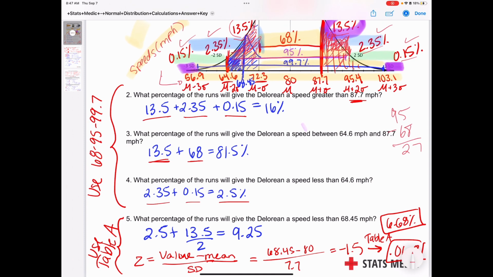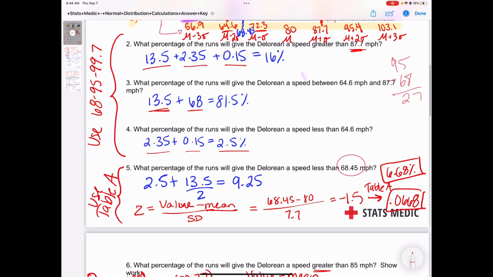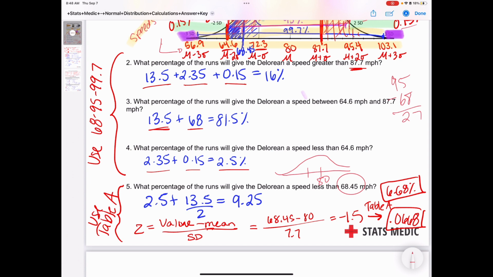We are going to find speeds that are less than 68.45, which is smack dab in the middle. If I were to draw it, it would look like this. Here is my 80, and then the next standard deviation is going to be 72.3, and this one is 64.6, and there I have 68.45, which is right here. And these guys are going to be less than.